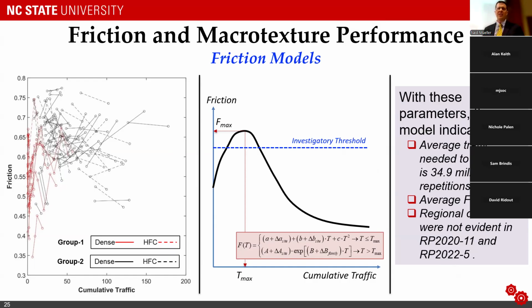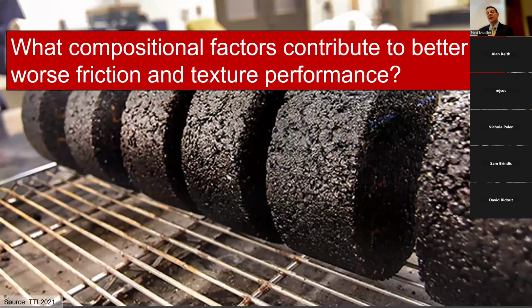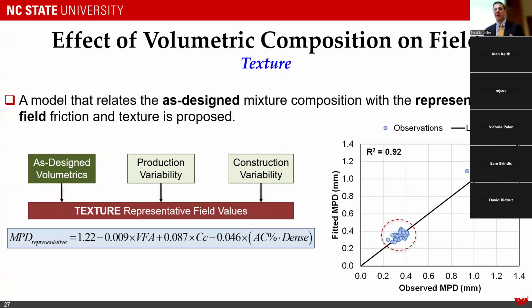Here I'm showing friction modeling, but we've done the same thing with texture. As you can see, there's a lot of variation in this data, a lot of variation in real world friction and texture data. One of the biggest questions we're trying to understand is, okay, I talked earlier about asphalt concrete mixture behaviors, but how do those compositional factors contribute to things like safety and texture and friction performance? And so we've spent a lot of time looking at, from field data and lab data, what the contributing factors are to giving good or positive macro texture characteristics. I'll show you a couple of examples.